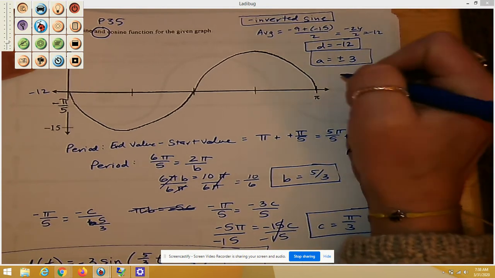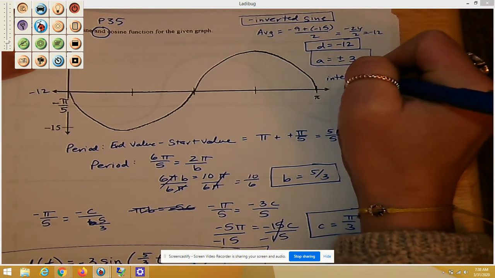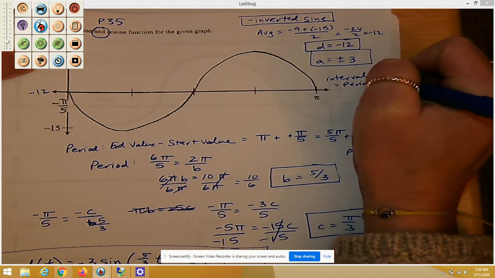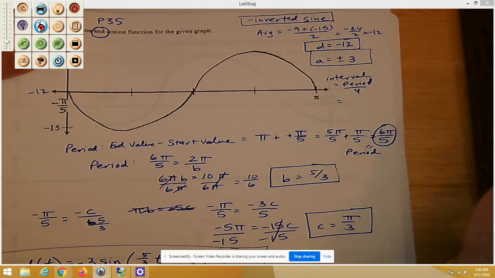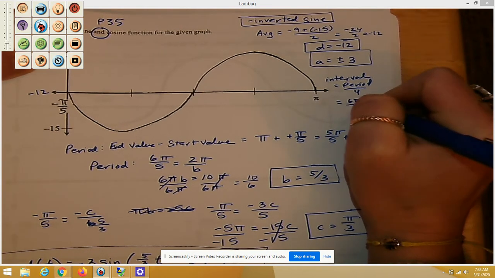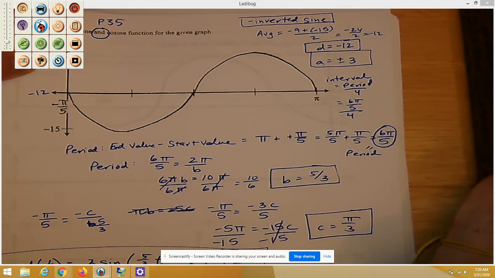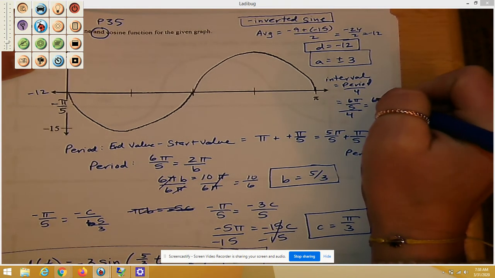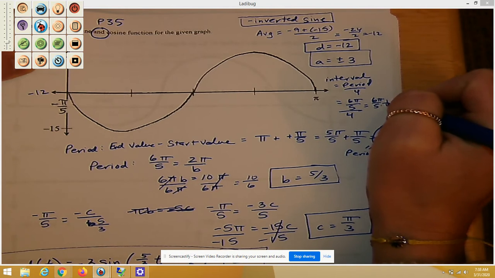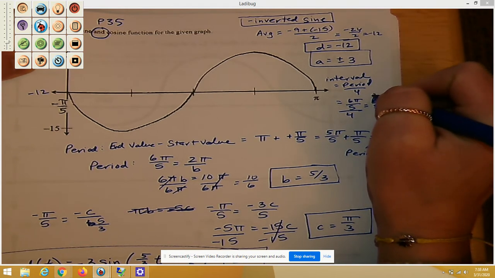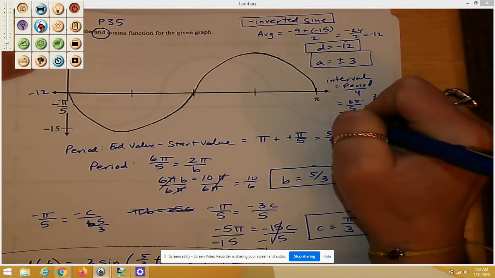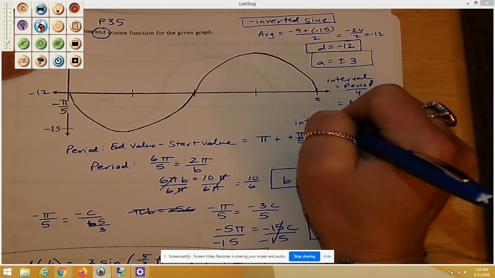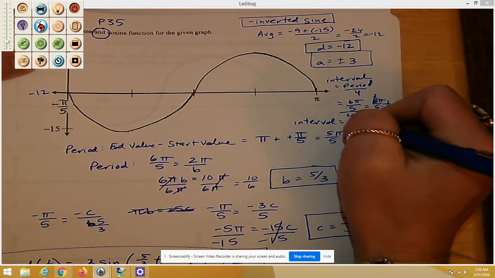So the interval, remember, is always the period divided by 4. Okay, so the period was 6 pi over 5 divided by 4. So that will be 6 pi over 5 times 1/4, and those will reduce. So this is going to be 3 over 2. So this is not a nice period or interval. So the interval here will be 3 pi over 10.